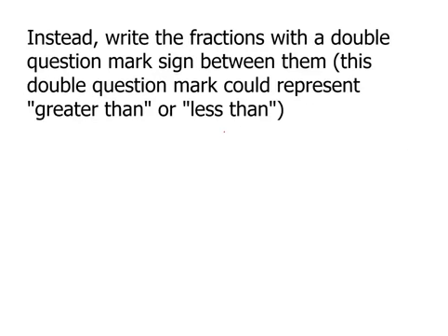Instead, write the fractions with a double question mark sign between them. This double question mark is sort of an unknown for the relationship between them, and it could represent either greater than or less than. So we have 7 over 11, double question mark, 5 over 8. And we know there's an inequality between them. Now, we get in trouble if we multiply or divide by a negative, but fortunately everything here is positive. So multiplying by positive numbers and even cross-multiplying is not going to change that inequality at all.